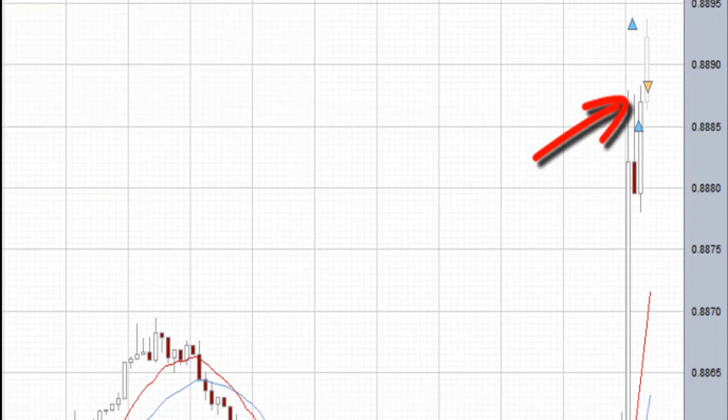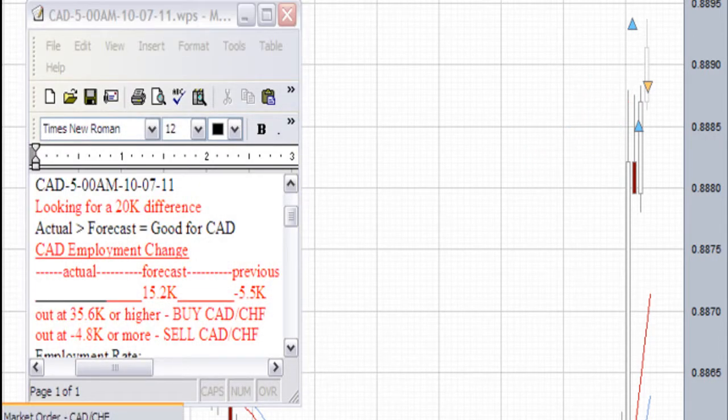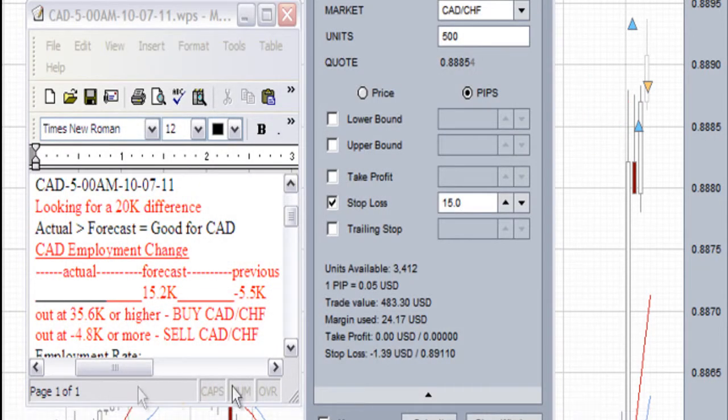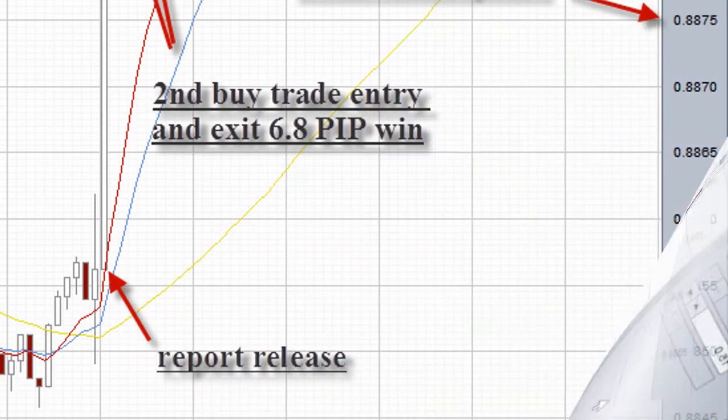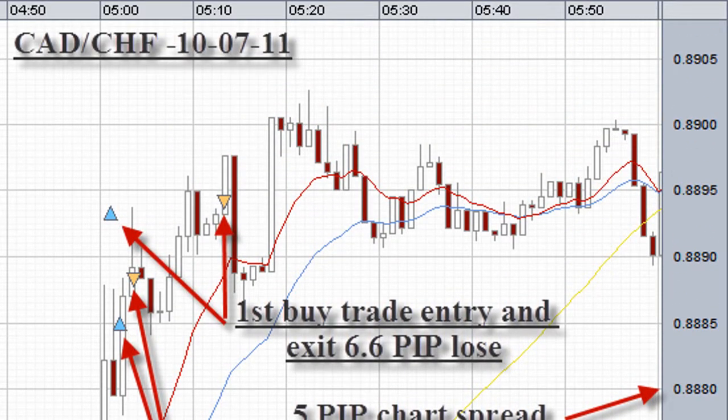Of the two trades, I won only 1 pip. If I had been a little more patient and waited an additional 5 minutes, there could have been a win. Check out the chart. Here is the chart. Canadian dollar against the Swiss franc.